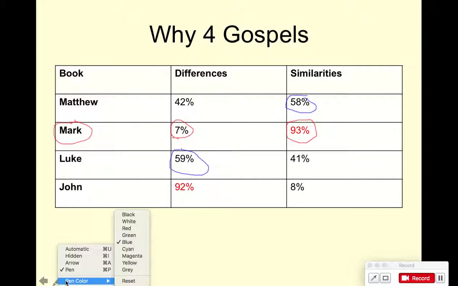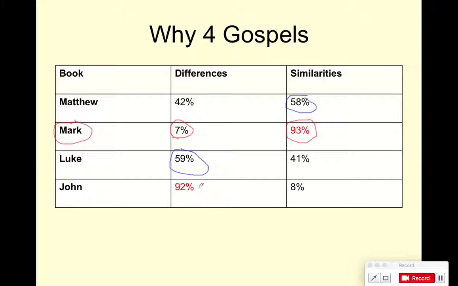Now, when we get to John, the reason John's not included in the synoptic discussion is because 92% of what is in John is only in John. There are a lot of stories and a lot of characteristics, and when we get to talk about the Gospel of John, we will talk about that.